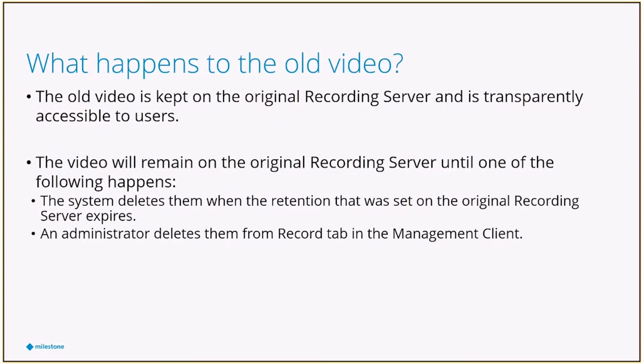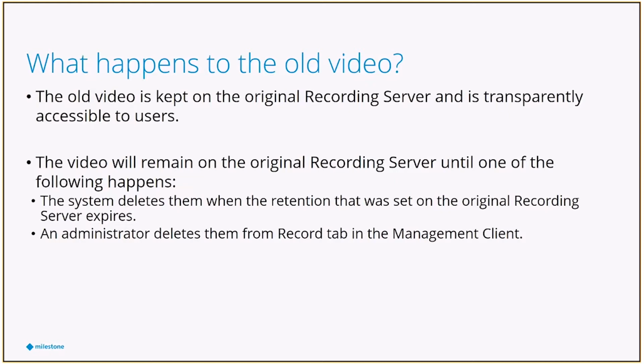What happens to the old video? So you've moved the camera from one recording server to another recording server. The video itself does not move to the new recording server. It stays on the old recording server, but it's all transparently accessible to the user. So when a user logs in the smart client and they want to view video, they don't need to know where that video is. It's completely transparent. Basically, if it's on the old recording server, then that video goes from the old recording server, gets streamed through the new recording server, and then out to the client. So to the user, it's completely transparent. They don't know the difference at all.